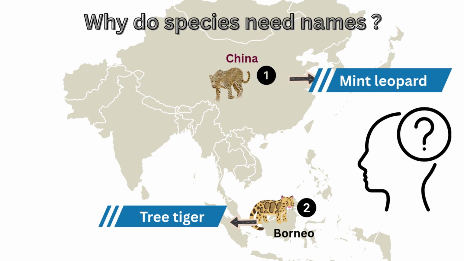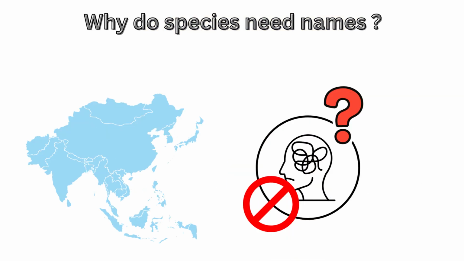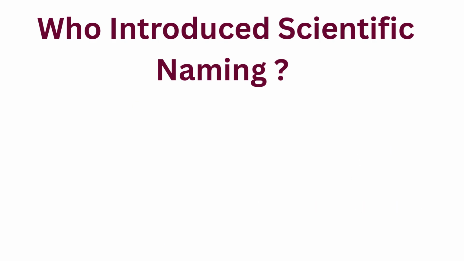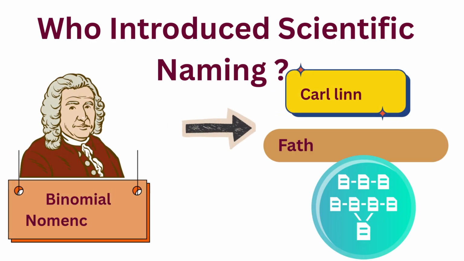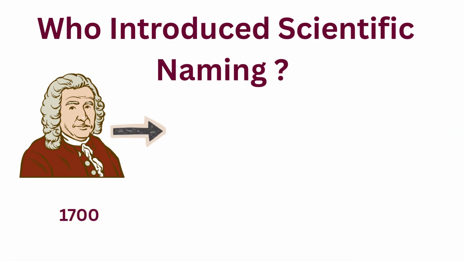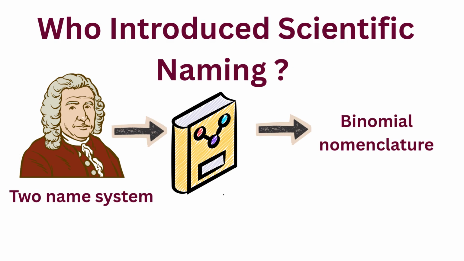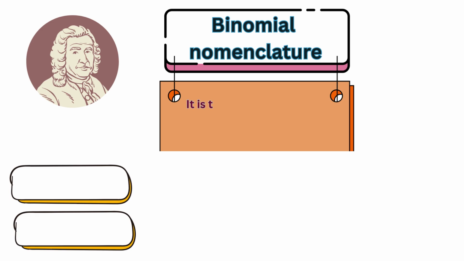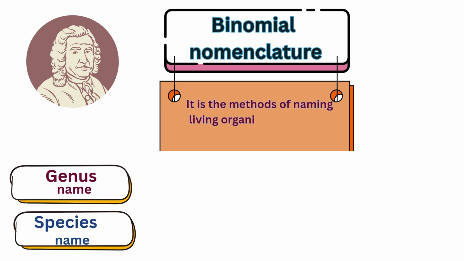That can be confusing. To avoid this confusion, the scientists gave each species a unique two-part Latin name. This naming system was created by Carl Linnaeus, the father of taxonomy, in the 1700s. His two-name system is called binomial nomenclature, or you can call it the binomial system. It is the method of naming living organisms using two names: genus name and species name.